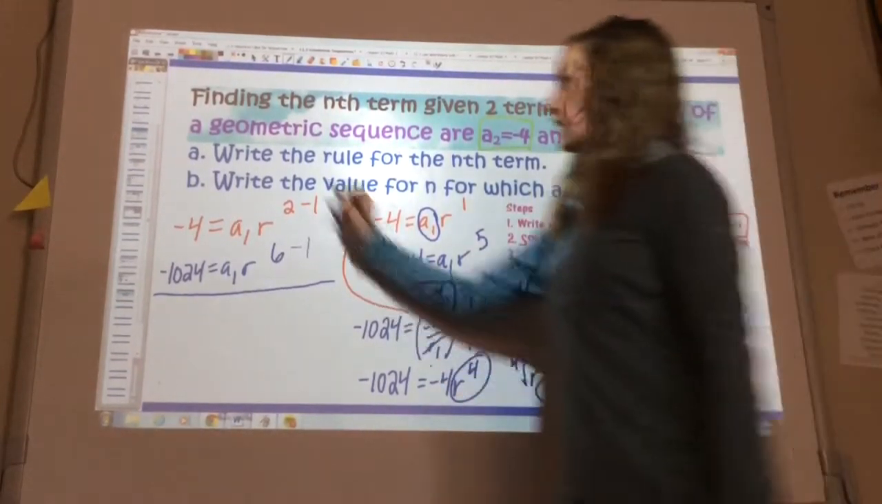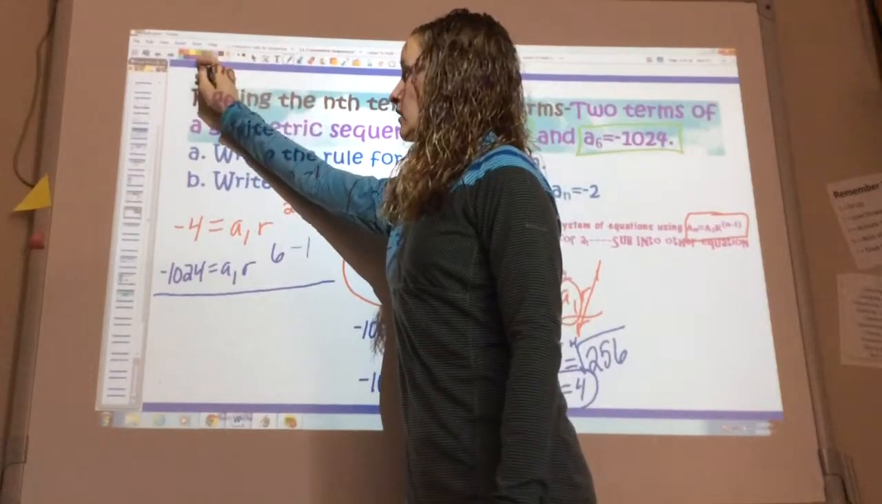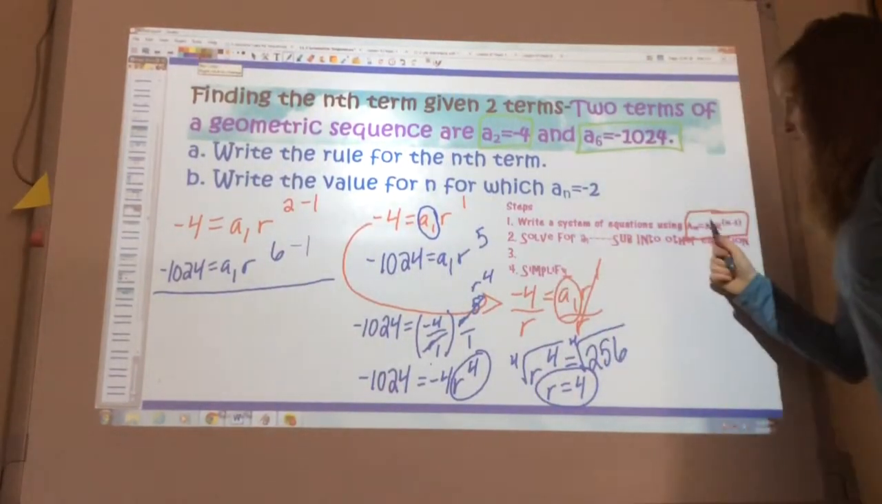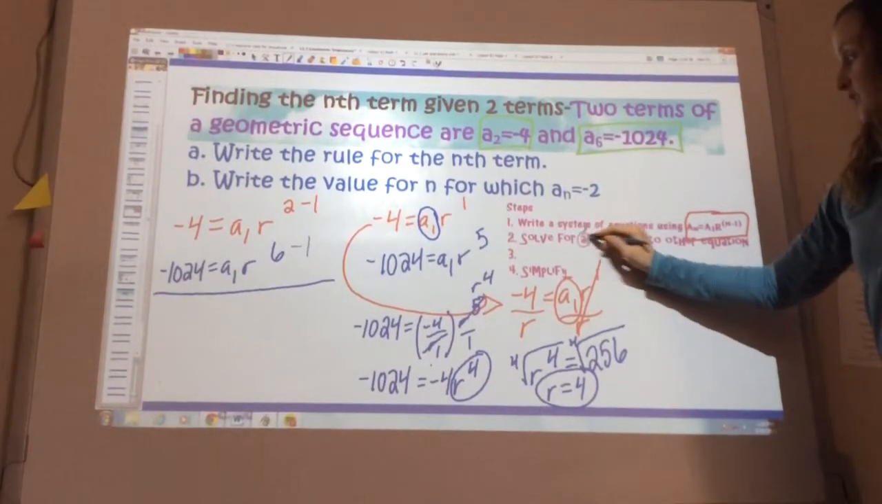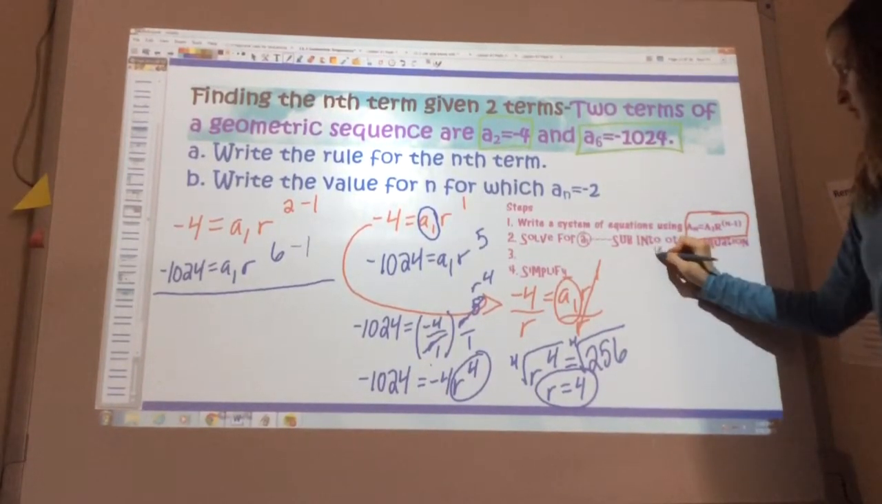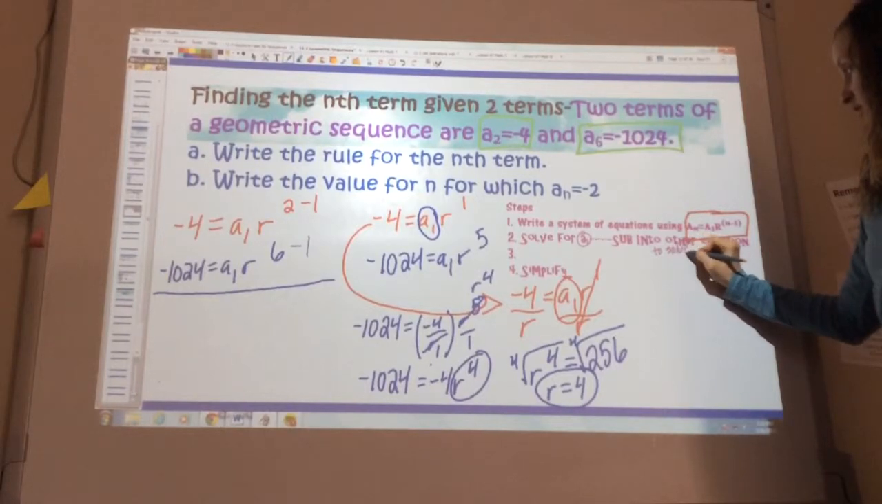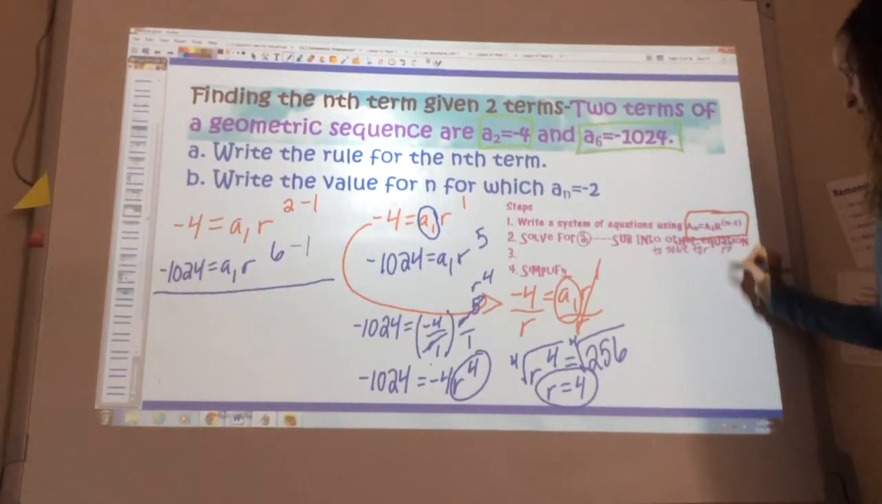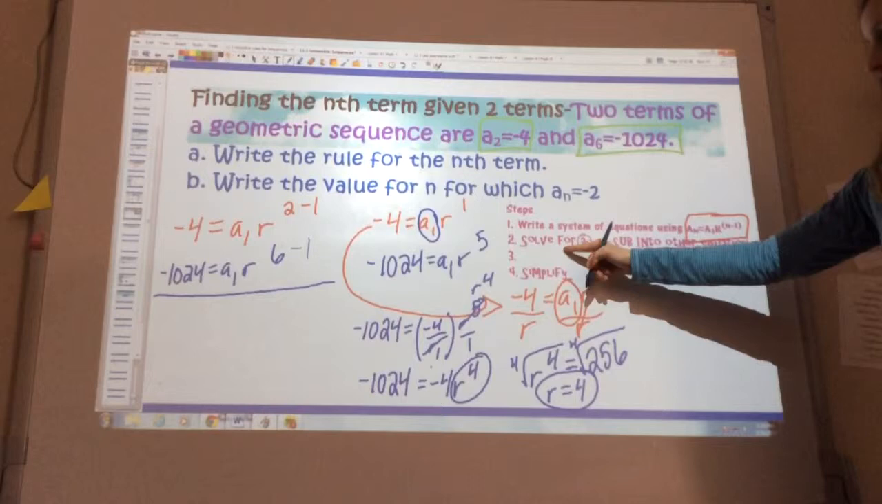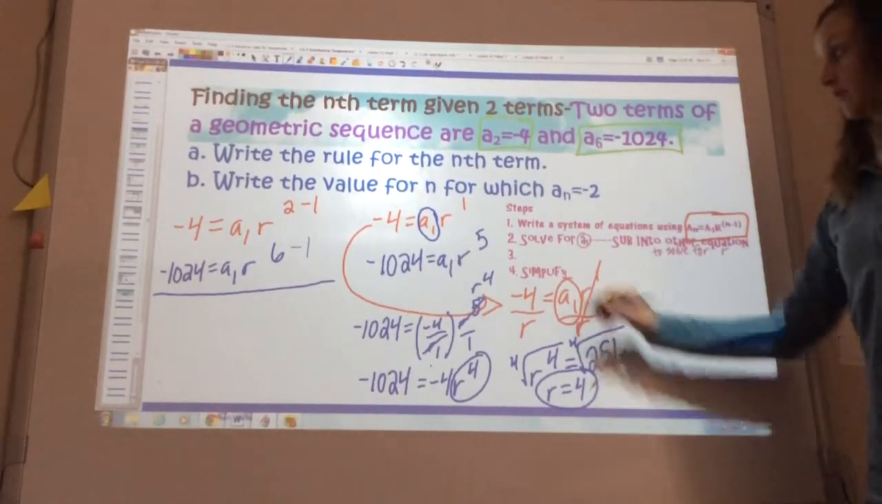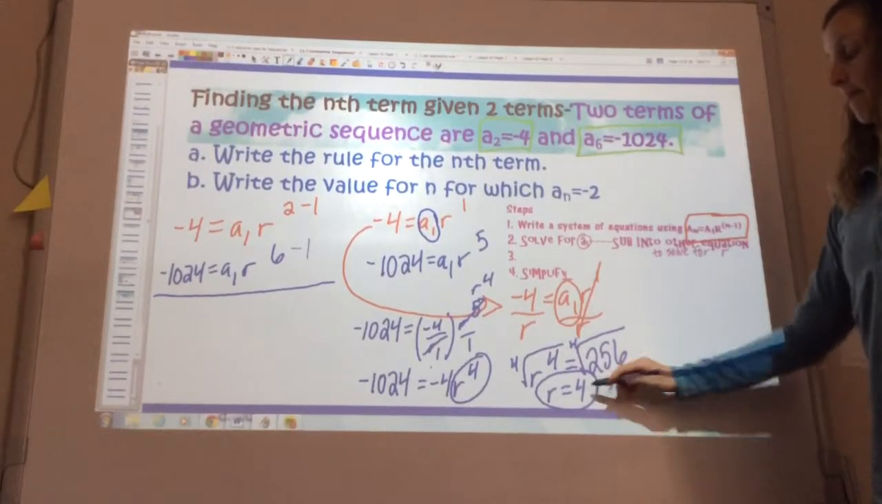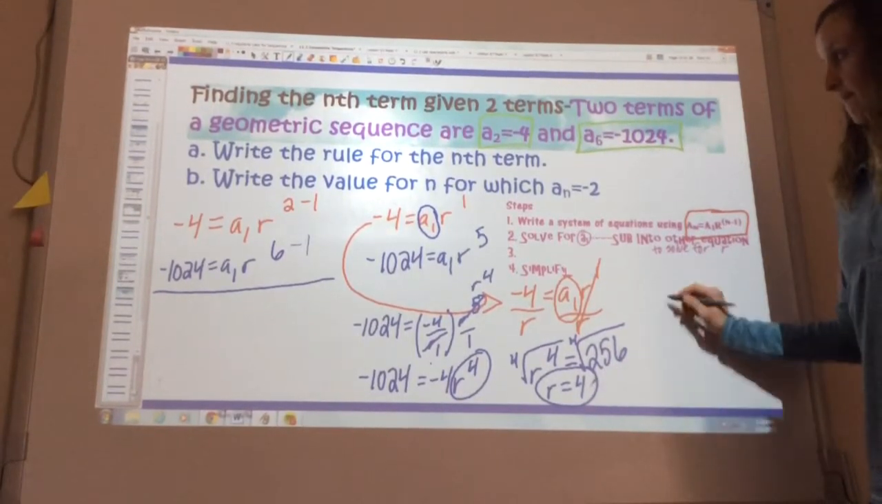So, to fill in our notes then from yesterday, we write the systems of equations, then we solve for a sub 1 and substitute into the other equation to solve for r. Third thing, plug r back in to solve for what? Is r in the ratio?